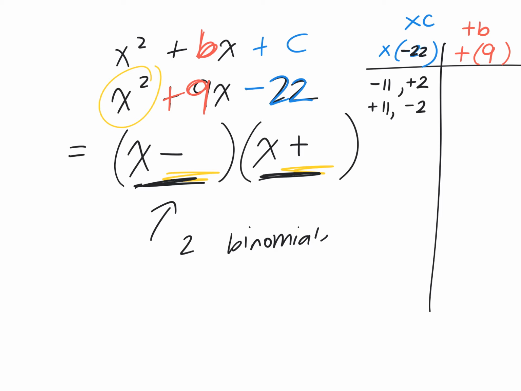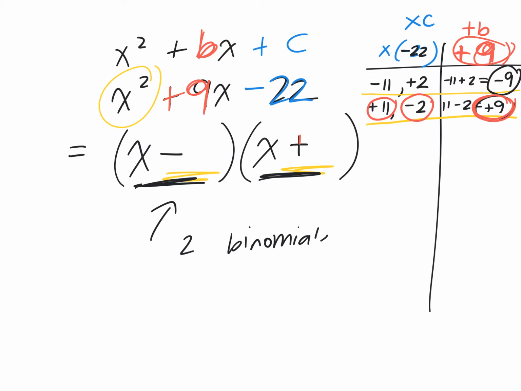Okay, let's add these up. What's negative 11 plus 2? Negative 11 plus 2 equals what? Negative 9. Is that what I needed? No, I needed positive 9. What is positive 11? What's 11 take away 2? 9. Is that the answer that I wanted? Okay, so what are the two factors? So this is your answer. If it adds up to 9, you just literally copy these two factors. It's going to be positive 11 and negative 2. That's it. That's the answer.